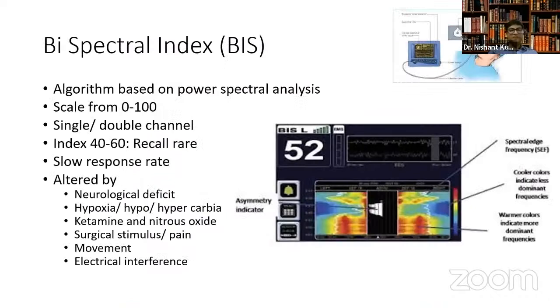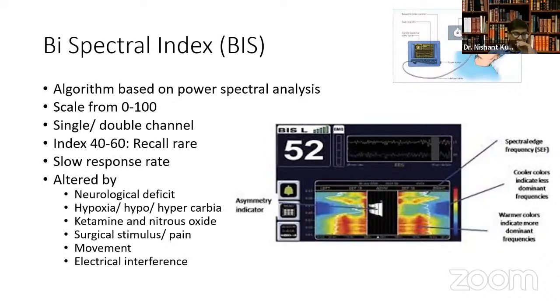These are the depth of anesthesia monitors that people use. BIS is the best known. It is an algorithm based on power spectral analysis, scaled from 0 to 100. It can be single or double channel. We say that if the BIS is between 40 to 60, recall is rare and the depth is adequate. It has a very slow response rate. So even though you have given a bolus of propofol, or increased your propofol rate, the rise may not be immediate.